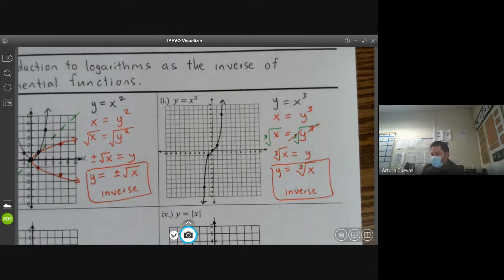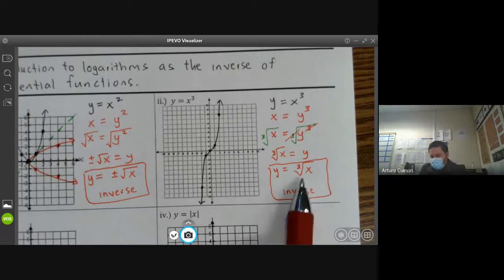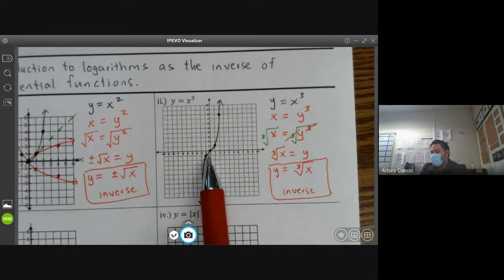But now we have to graph the inverse. Do you guys know what the cube root of x looks like? Have we graphed that one before? I don't remember. If we didn't graph it before, but we have the graph of the parent, don't we just have to flip the x and the y coordinates?